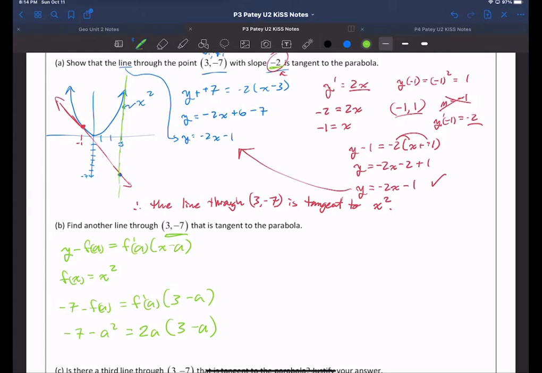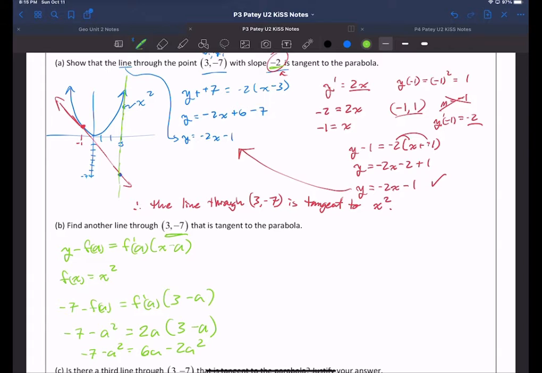Let's distribute that 2a to be 6a minus 2a squared. This side we have -7 minus a squared. It looks like this is a quadratic. Now in order to solve a quadratic, you've got to get everything on the same side. You've got to make the quadratic equal to 0. Then we can possibly solve this using factoring, or we can use the quadratic formula.